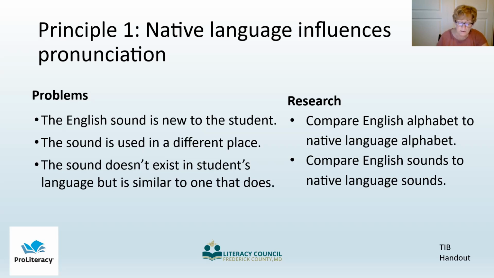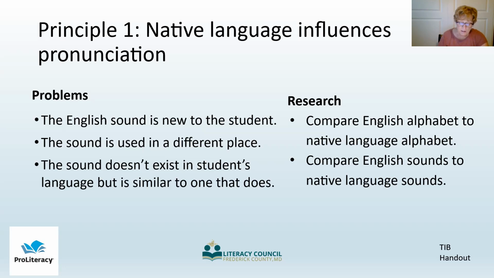For example, in the Khmer language, there is the sound s, but not at the end of a word. So a Cambodian learning English will tend to drop final s sounds, and they might pronounce bus as ba or peace as p. And then third, the sound might not exist in the student's native language, but it might be similar to another sound that does. For example, a Spanish speaker learning English might have difficulty distinguishing between the vowel sounds in the words bit and beat. The Spanish sound system has the long e, but not the short i. So Spanish speakers tend to pronounce both these words just the same.